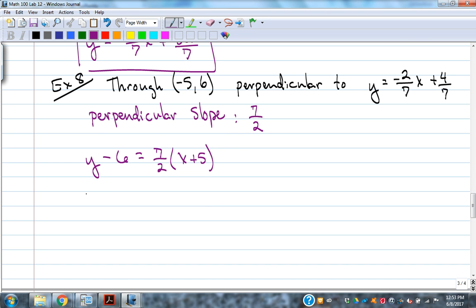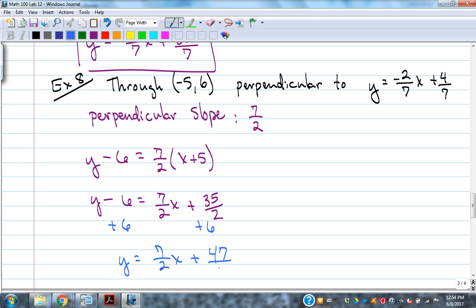Let's write it in slope intercept form. And then I would end up adding 6 to the 35 over 2. 7 over 2 x plus, that'd be 12 over 2 plus 35 over 2, which would be 47 over 2. And we have written the equation of that line in slope-intercept form.